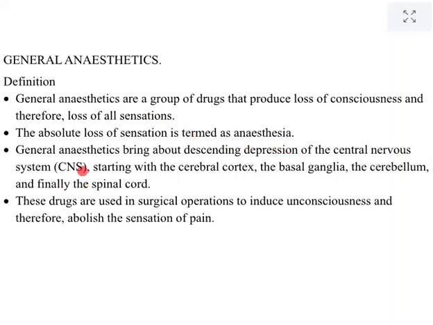General anesthetics bring about descending depression of the central nervous system, starting with the cerebral cortex, the basal ganglia, the cerebellum, and finally the spinal cord. As we are going to see, you do have a mixture of drugs with different characteristics, so that you will have those which bring about analgesia and those which bring about loss of consciousness. So we have a mixture of drugs so that the anesthesia can be highly effective. These drugs are used in surgical operations to induce unconsciousness and therefore abolish the sensation of pain.